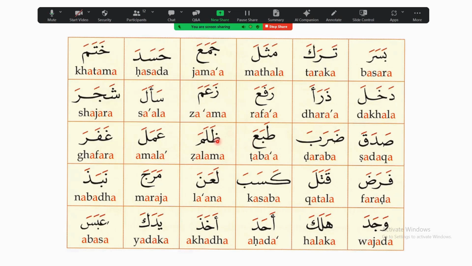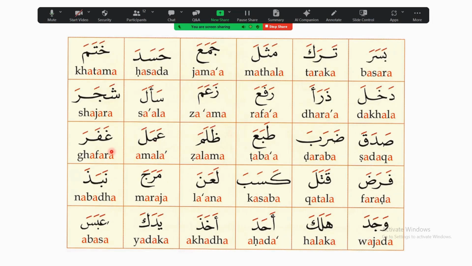The next word here is ظلم. The first letter here is the dha letter, which is a heavy letter. The tip of the tongue touches the tip of our upper teeth, and we say this letter softly. ظلم. Okay, so the next here is عمل. At the start here, there is the ain letter of the throat. ع, عمل. Okay, ain, mim, lam, عمل.